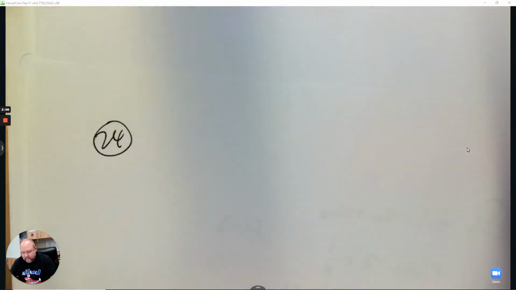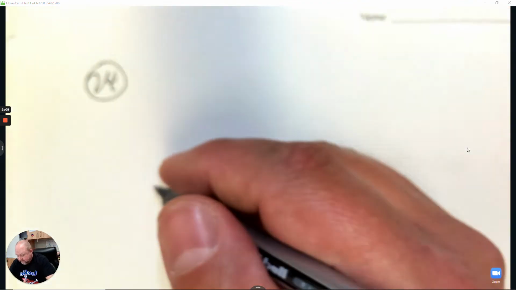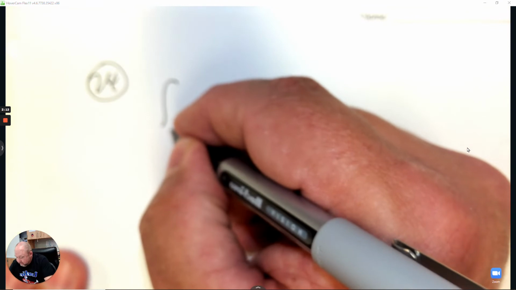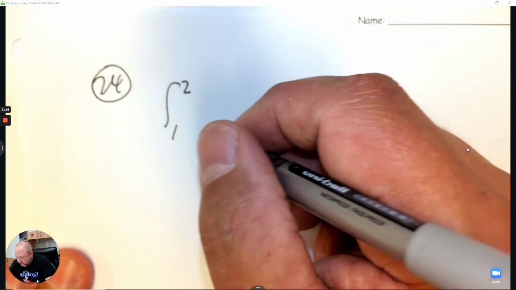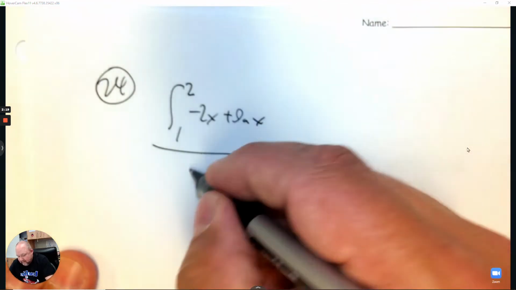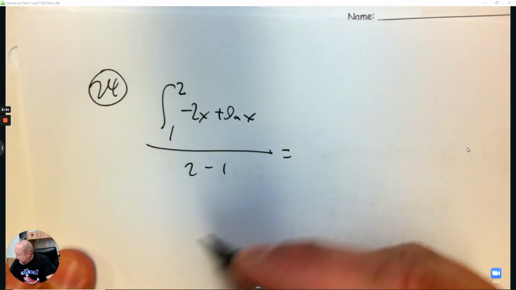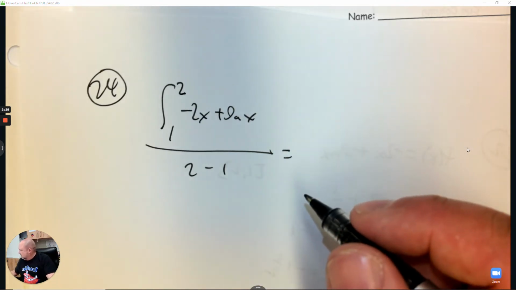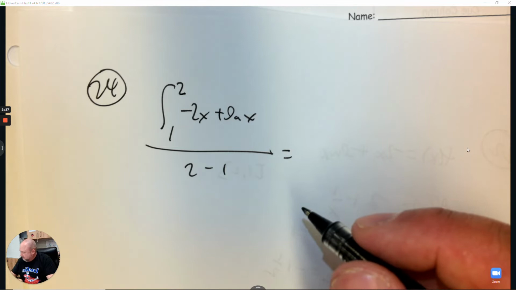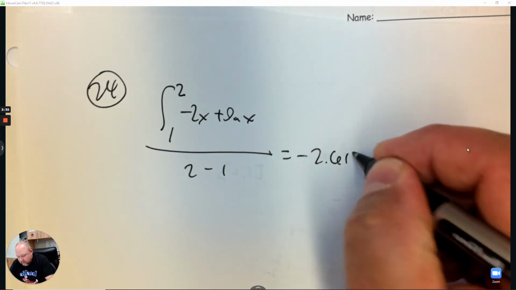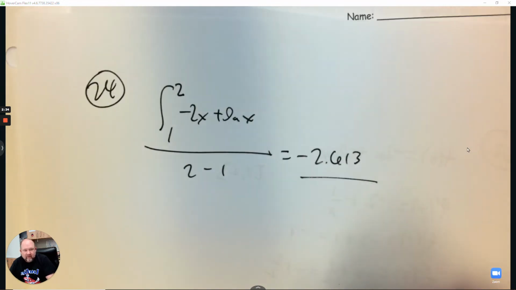24. It says find the average value. So average value from 1 to 2 is an integration question. -2x plus ln x divided by 2 take away 1. This is a calculator question. You just plug it into the calculator. And the answer is -2.613 or 4. See if you can use your calculator and get that answer.